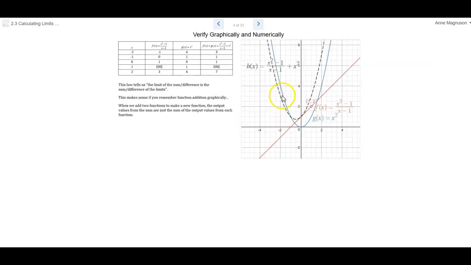And we can verify that graphically. So this dashed graph is the actual graph of the sum of those two functions. If you remember how to add functions graphically, all you're doing is adding the y-coordinates of points on the functions for a specific x-coordinate. That's how you get the graph of the sum. So that's all that's happening here.